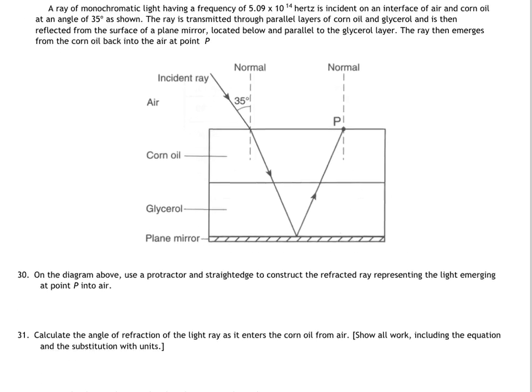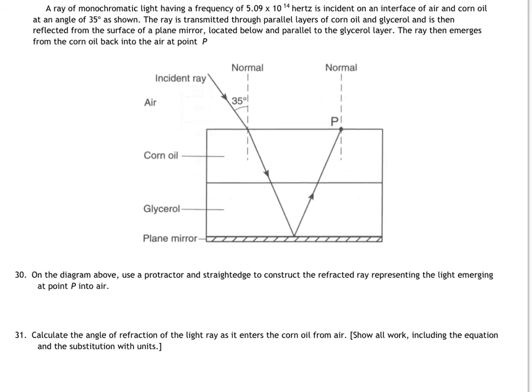In 30, we actually are charged with using a protractor and a straight edge to construct the refracted ray representing the light emerging at point P into air. So I don't have a protractor that I can use digitally, but I can tell you the way you need to draw these diagrams, and I'll have to trust in your protractor skills. But basically, the ray is coming in at an angle of 35 against the normal. It makes some changes and some non-changes, and then it reflects, comes back at the same angle against the normal.